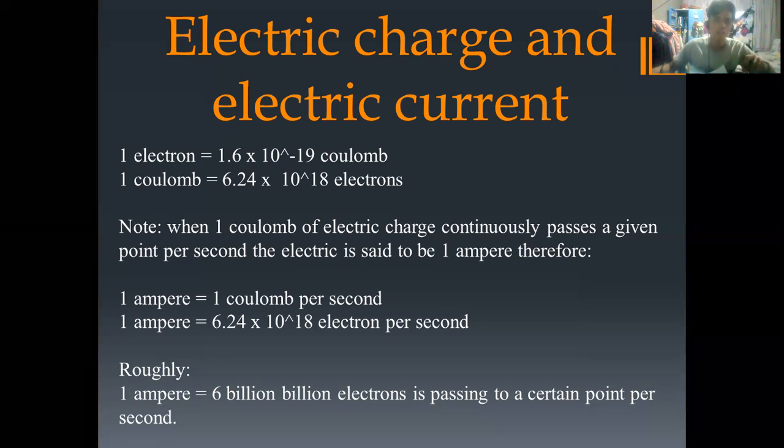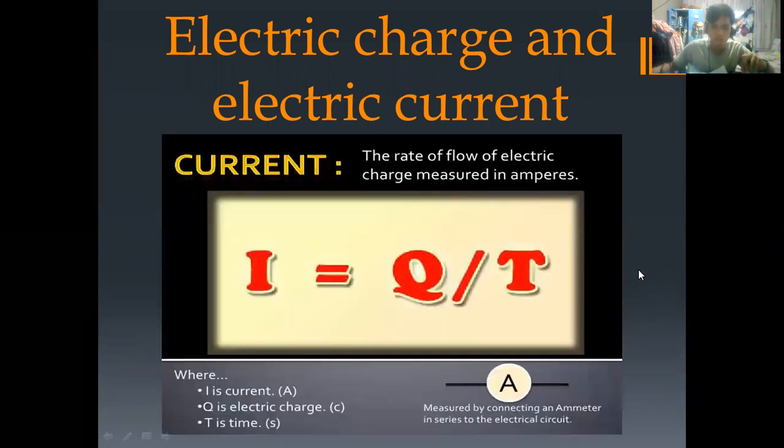Kumbaga, kapag yung coulomb, ginawa mong per unit of time o ginawa mong rate, magiging ampere siya. Kaya 1 ampere is equal to 6.24 times 10 raised to 18 electrons per second. Roughly, sabi dito, 1 ampere is equal to 6 billion billion electrons that is passing a certain point per second. Current is the rate of flow of electric charge measured in amperes, which yung I is yung current, yung Q is yung electric charge per unit of time.